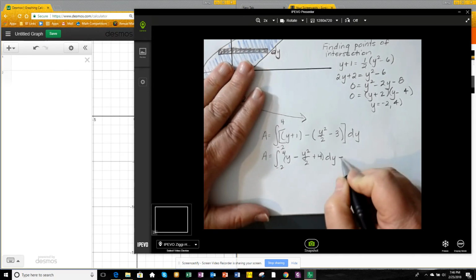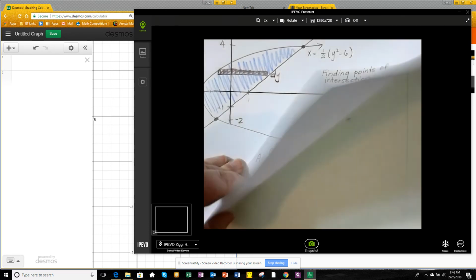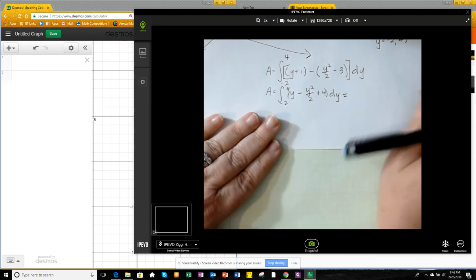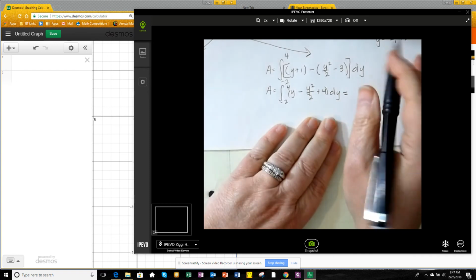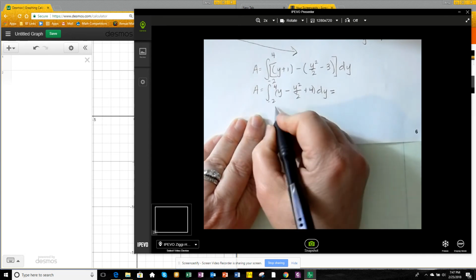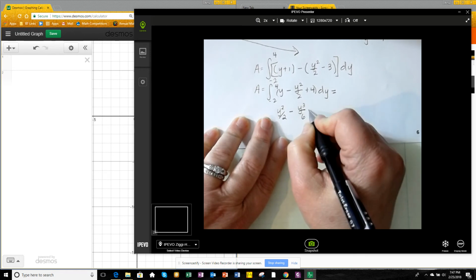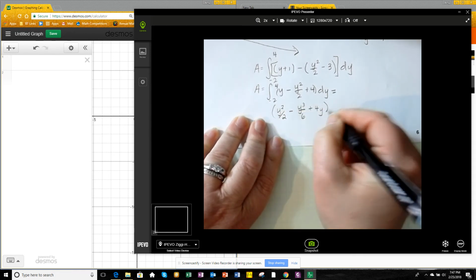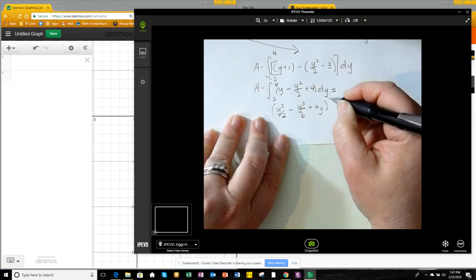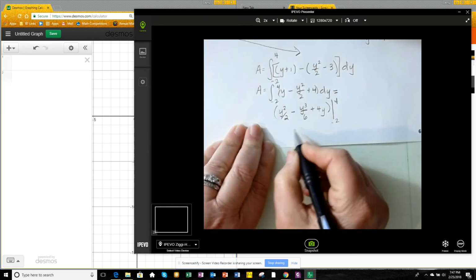I'm running out of space in this paper, so let me hurry up here. I know you all love doing calculus so much. I'm trying to make my videos short. So when you take the antiderivative here, you're going to get y squared over 2 minus y cubed over 6 plus 4y evaluated between -2 and 4.